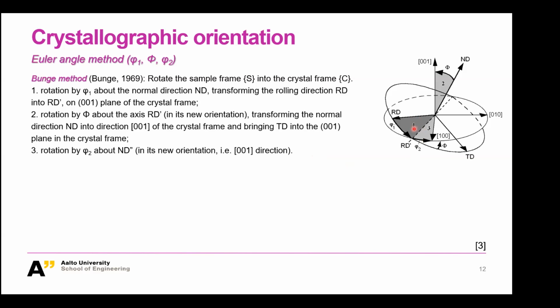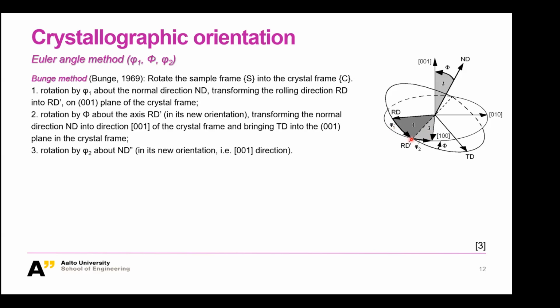The first step is to rotate around your initial ND axis and rotate your initial RD onto your 001 crystal plane. That means the plane also contains the 100 and 010 axes. So you rotate around ND by phi 1 and move this RD to a new RD position here. You can see this line is already on this 001 crystal plane.